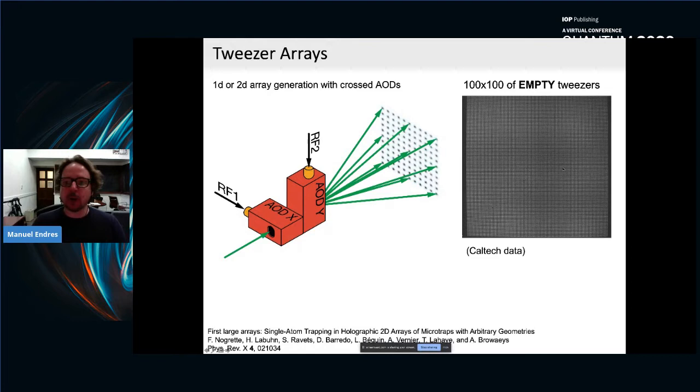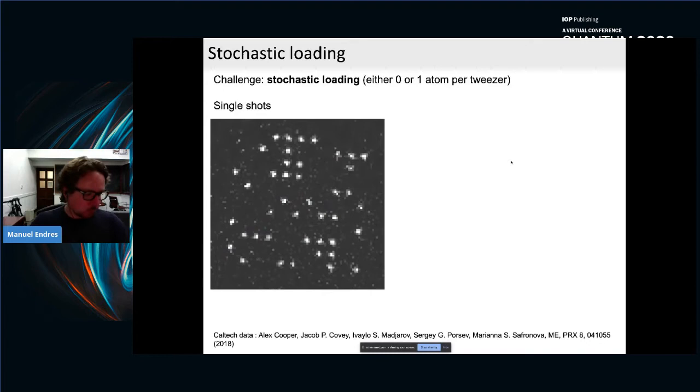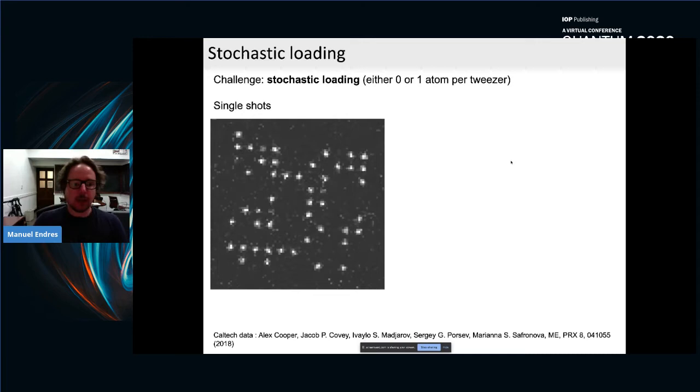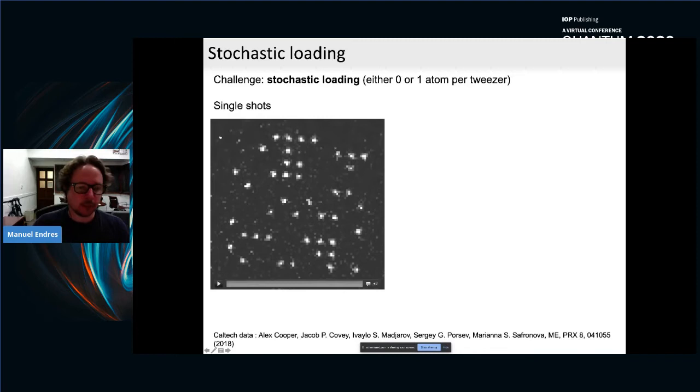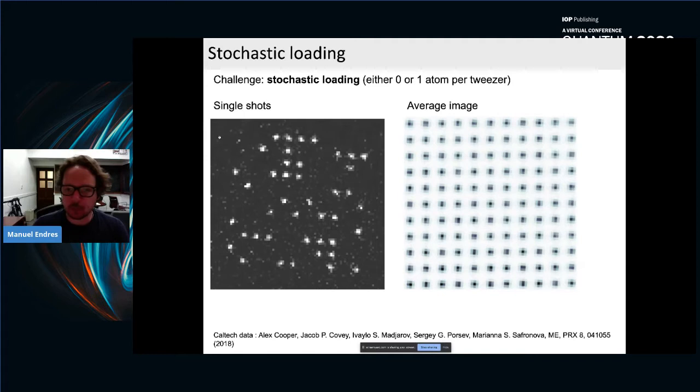So in experiment, what we do is we load these arrays from a magneto-optical trap. Then we basically throw away the magneto-optical trap, so that's a cold cloud of atoms, and then image atoms in the tweezer array with fluorescence imaging, and then we record images like this, and then we repeat the whole process from scratch. And you see a series of images like this, where in each image you have a different configuration, and this again comes from the stochastic loading with zero or one atom per tweezer. If you average these images, it looks quite nice. So you see a picture like this, but what you really want is to see something like this in a single shot, in a single repetition. So how do you really get to defect-free arrays in a single shot?